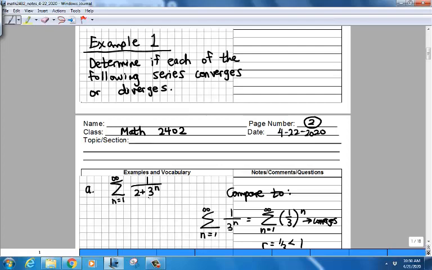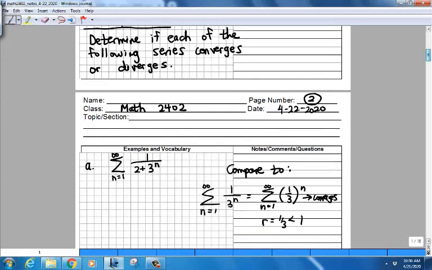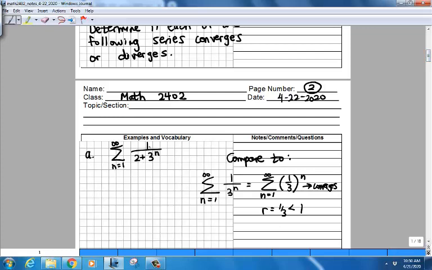What we're looking at is this series, and we're trying to decide, does that series converge or does it diverge? So the terms of the series are 1 over 2 plus 3 to the nth power, right? If you write out some of the terms, when n is equal to 1, you get 1/5, because you would have 2 plus 3 to the first power. That would be 2 plus 3, so that's 1/5.